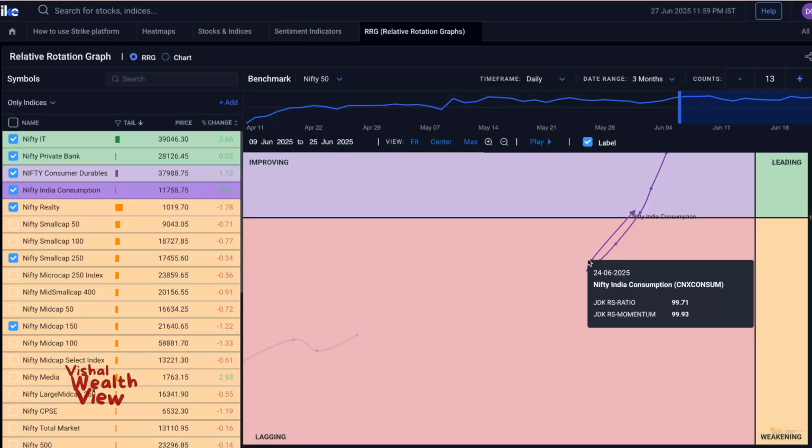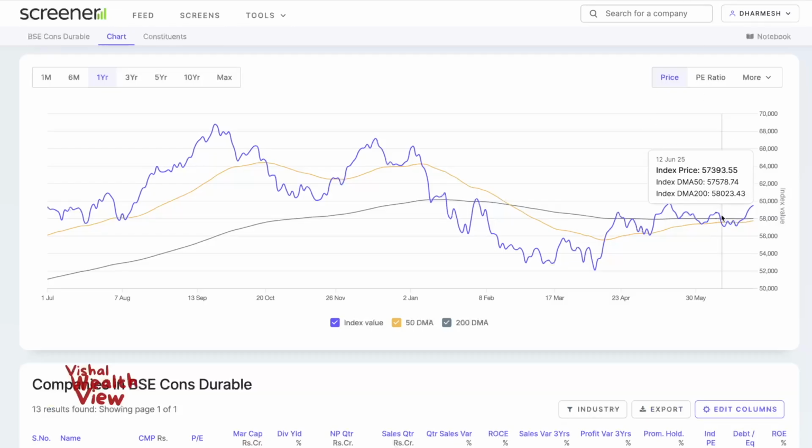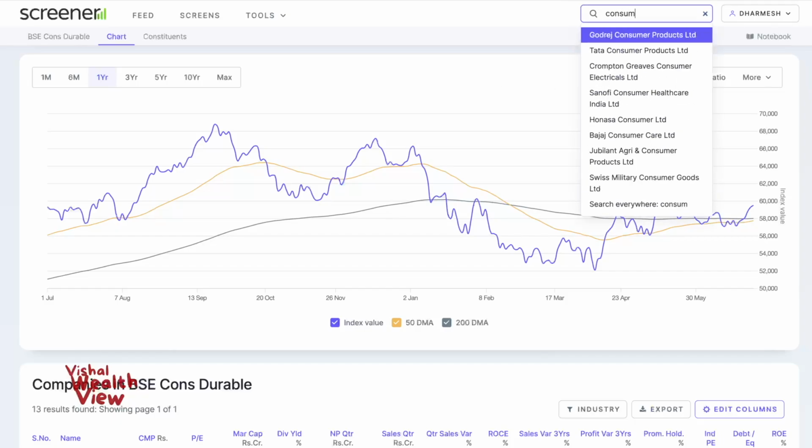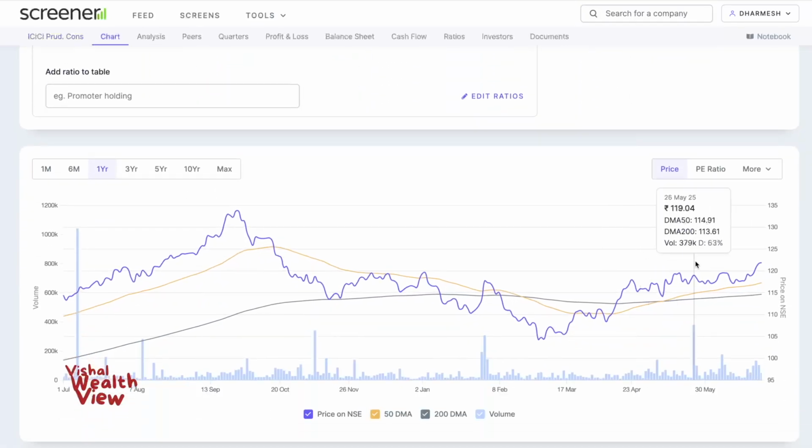And if we talk about Nifty India Consumption, it is going back into its improving territory. And if we see the consumption ETF, it is giving a breakout from its consolidation phase with the 50 and 200 DMA.